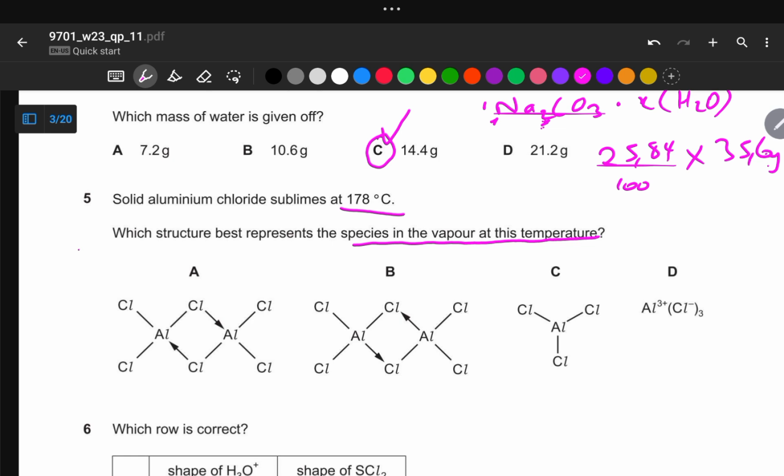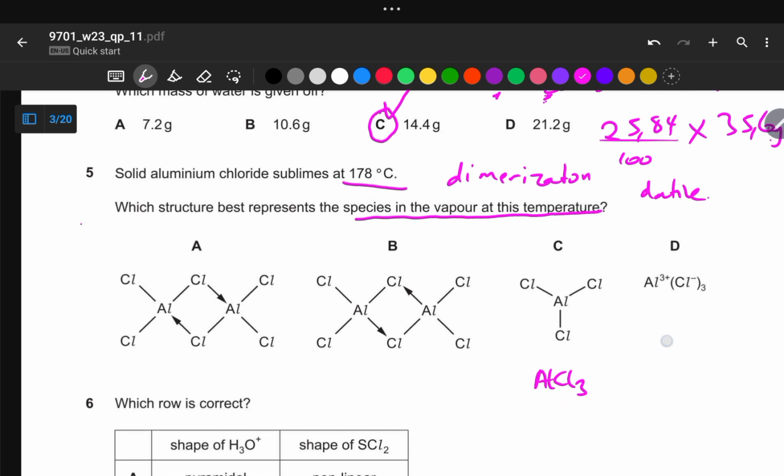At this temperature, aluminium chloride will dimerize. Dimerization is a chemical process or reaction where 2 identical molecules combine to form a single molecule through dative bonding. So in inorganic chemistry, we use dimerization through dative bonding, right? Aluminium chloride is an electron deficient molecule, right? It hasn't reached the stable noble gas electronic configuration. We have 6 electrons in the outermost shell, right?